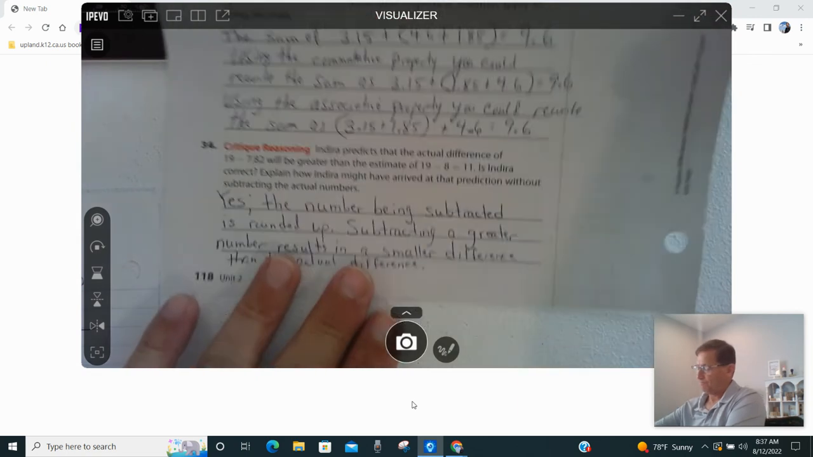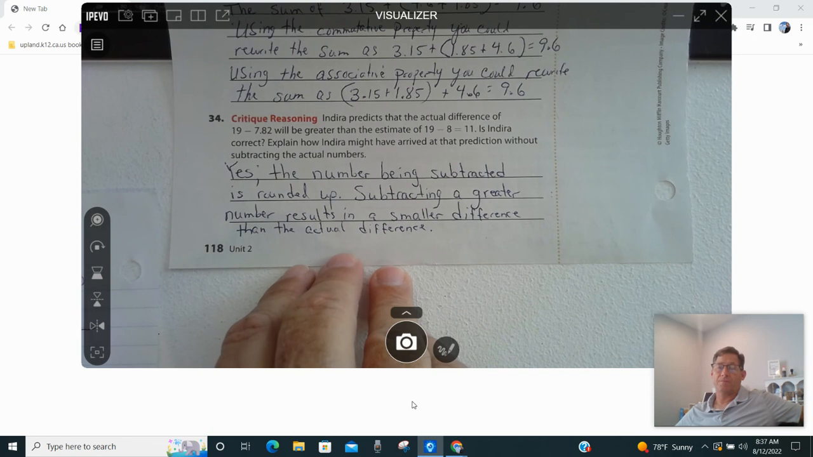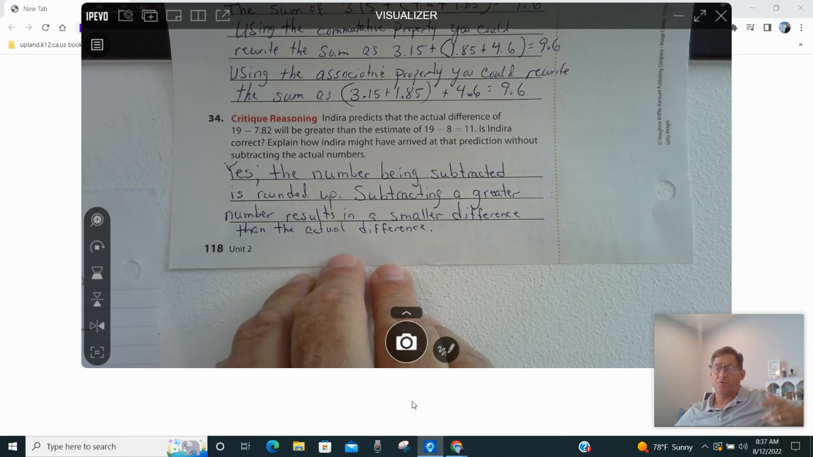Okay, so if the number you're subtracting, you round it up, that means you're subtracting a greater number. So that's going to result in a smaller difference. For instance, 19 minus 8 is 11. 19 minus 7 is 12. So we're taking away 7 and we made it 8, so you made the difference smaller than it should have been.